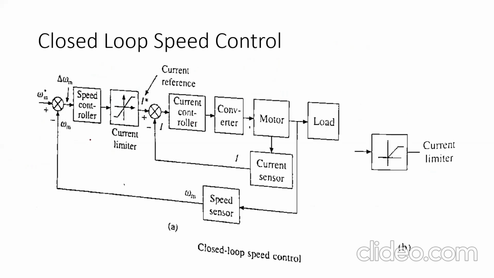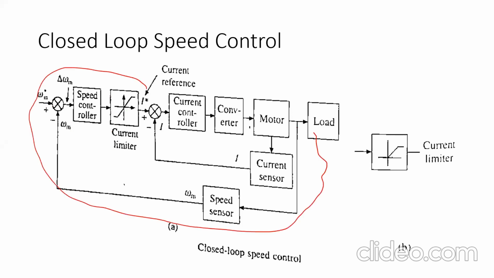In closed loop speed control, there are two closed loop circuits. One is this speed control loop, and the second is this current control loop. Two loops are there.